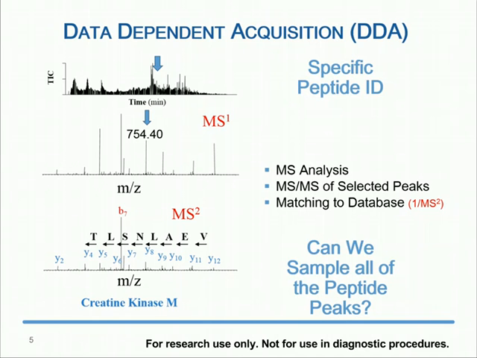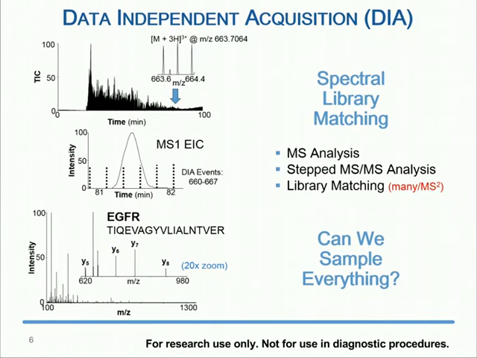And so the question is, when we deal with this type of data, can we sample all of the observable peptide peaks? It seems like some of the instruments that we have today are actually getting fast enough to do that type of work. But we also have options for data-independent acquisition, which is the next slide here.